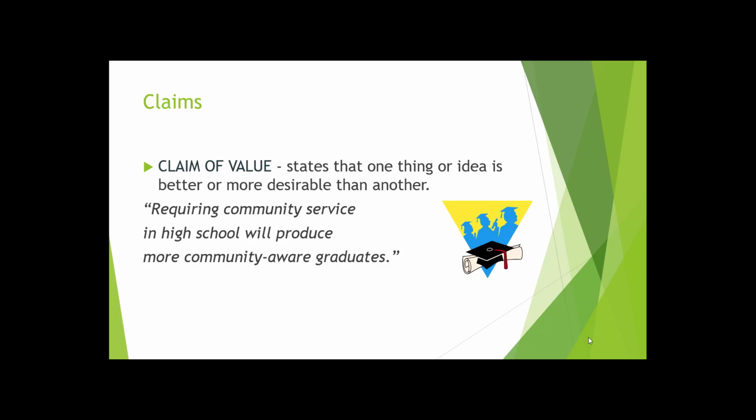So let's start with claim of value. A claim of value states that one thing or idea is better or somehow more desirable than another thing. So a claim of value puts some kind of higher value on one particular option. For example, requiring community service in high school will produce more community-aware graduates. This is something about which reasonable people can agree or disagree. They can agree or disagree with the value of that statement.